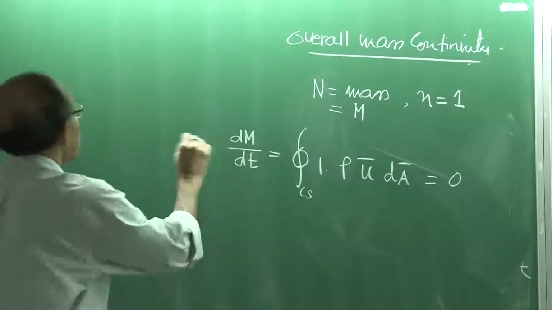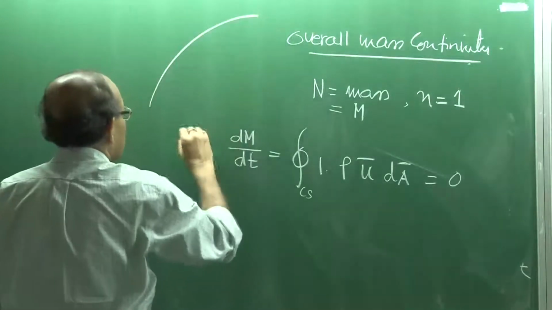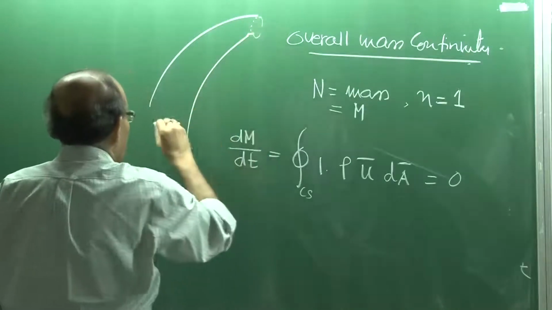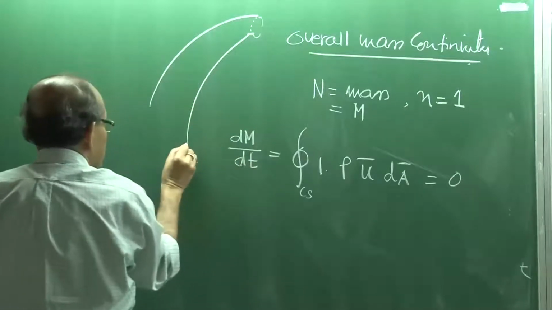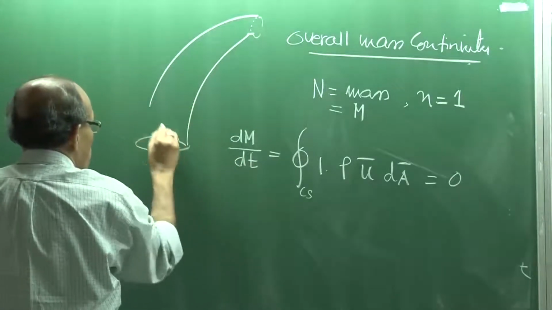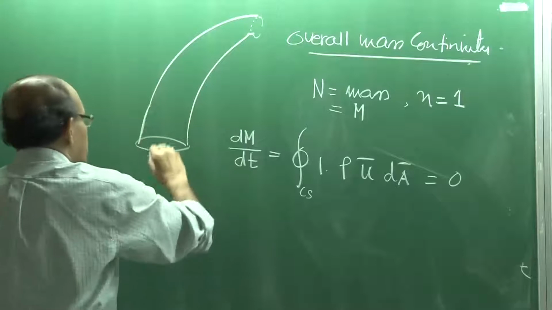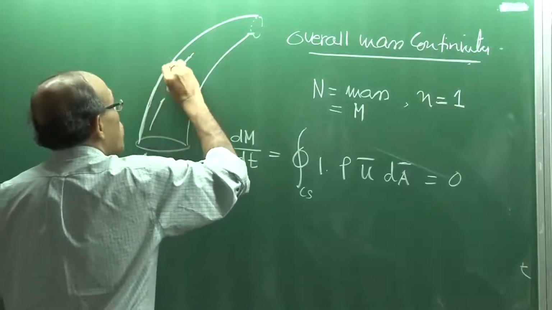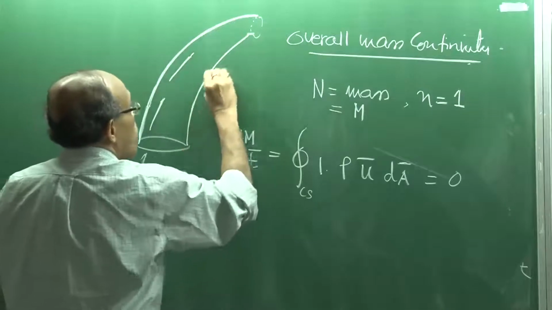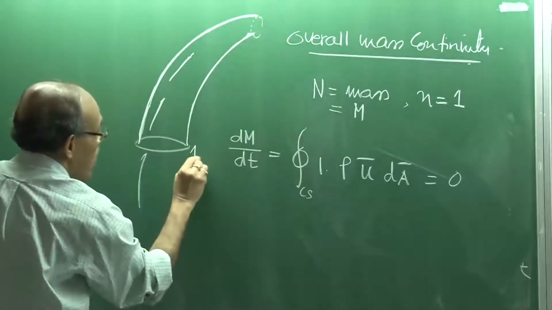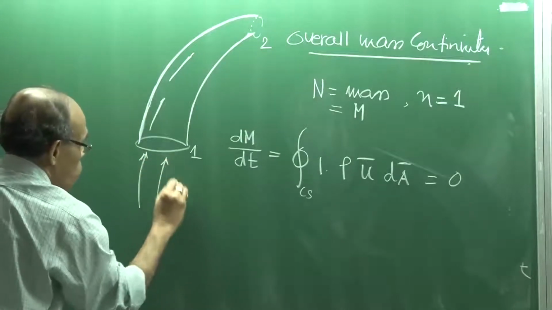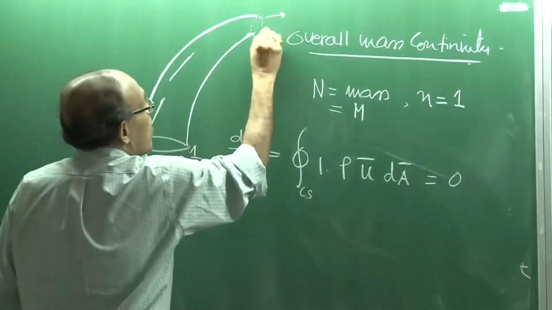Now, let us see that suppose we have this inflow. So, we can say that is how the flow is going on. So, this is section 1 and this is section 2. So, this is inflow and this is outflow.